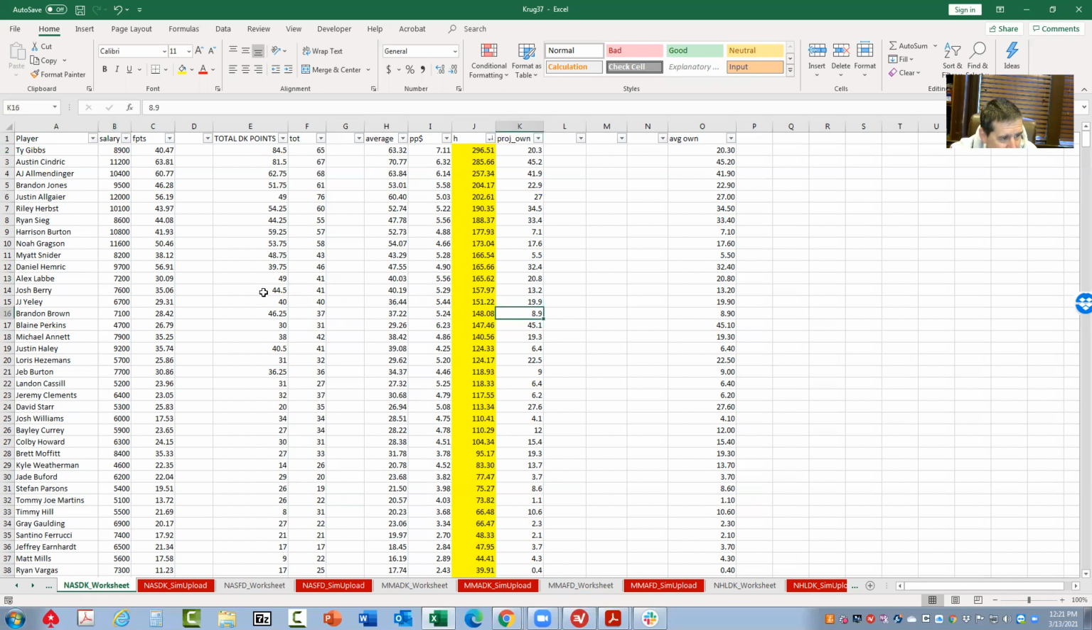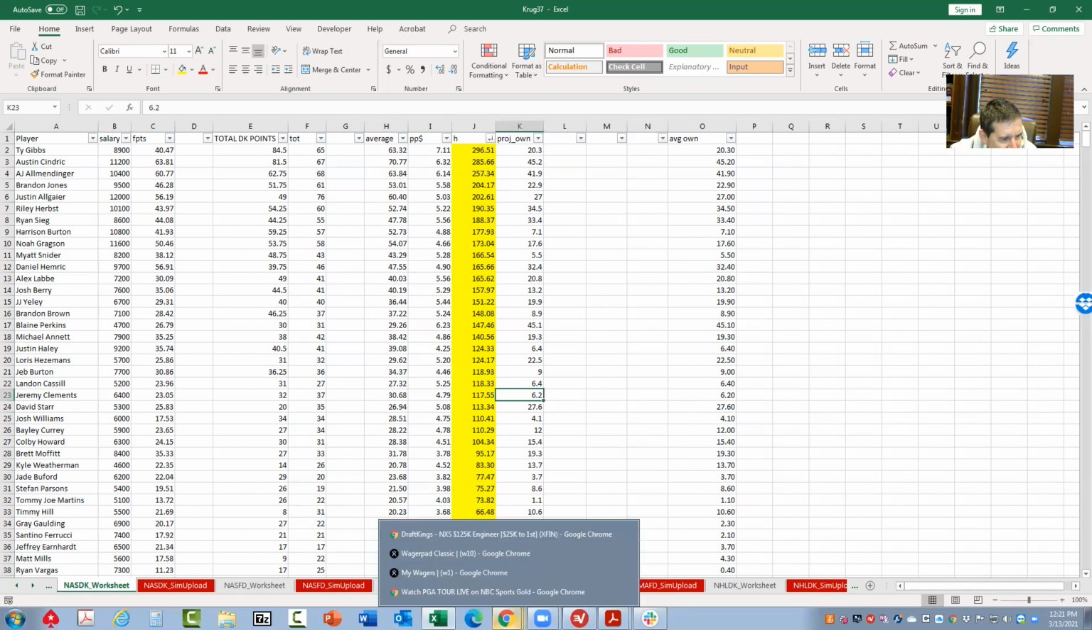A guy like Brandon Brown, not the best projected guy in the world, but because he's low owned, he's going to make a really big impact on my lineups, whether I build them by hand or using SaberSim or whatever. Even as far down as maybe Justin Haley or Jeb Burton, because their ownership is so low, they're going to show up. Landon Cassill is going to show up, right?